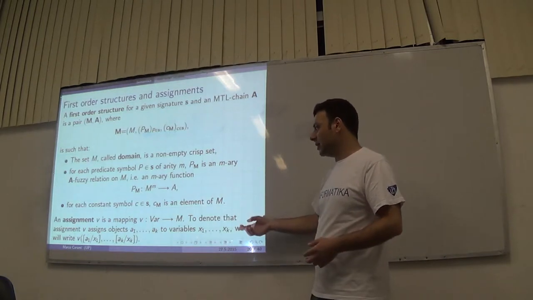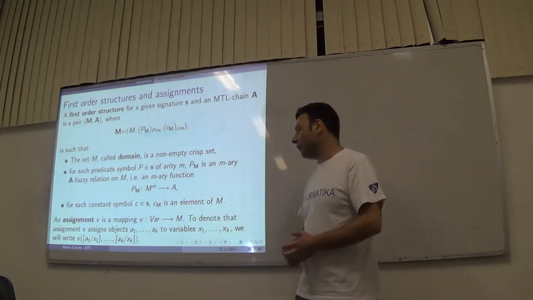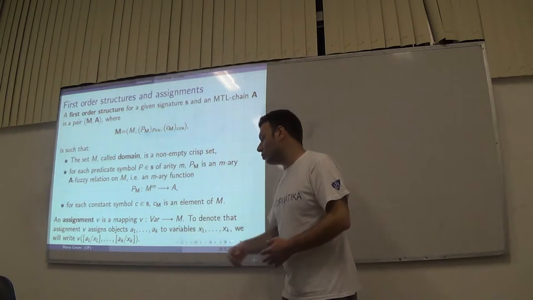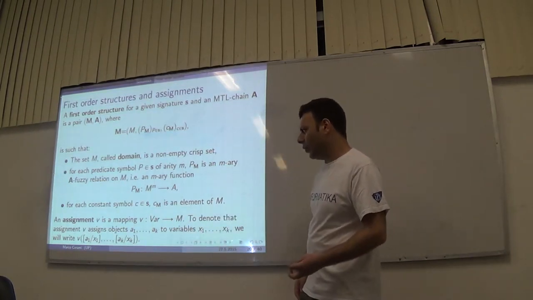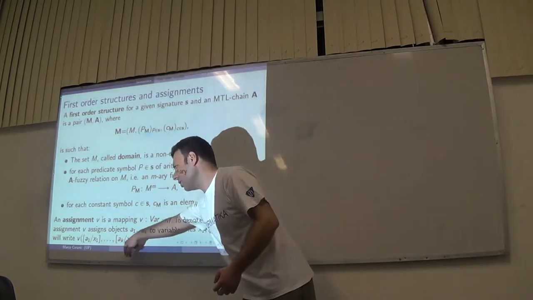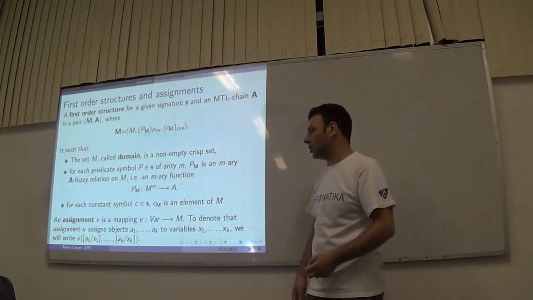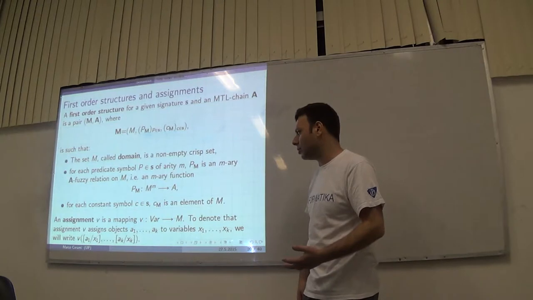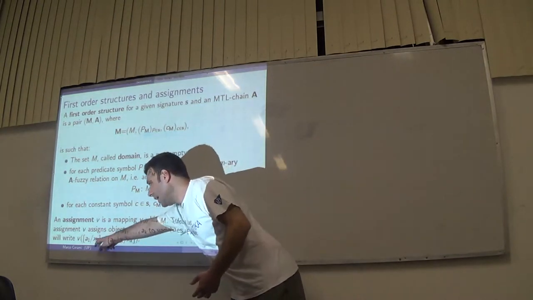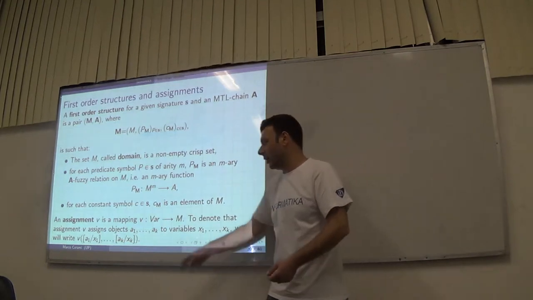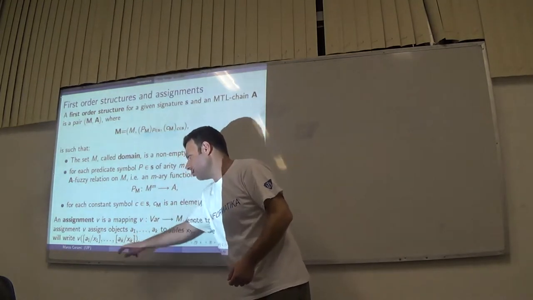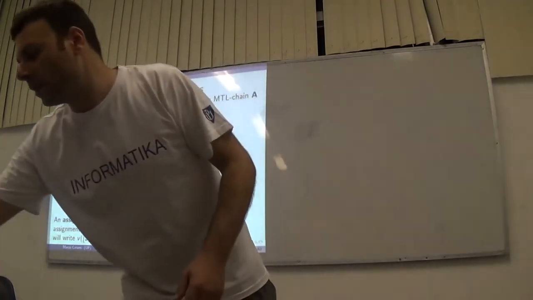An assignment is a mapping of the set of variables to objects in the domain. We will not use this notation, but usually it's used in first order logic. An evaluation can be defined exactly from its assignment of objects to variables.